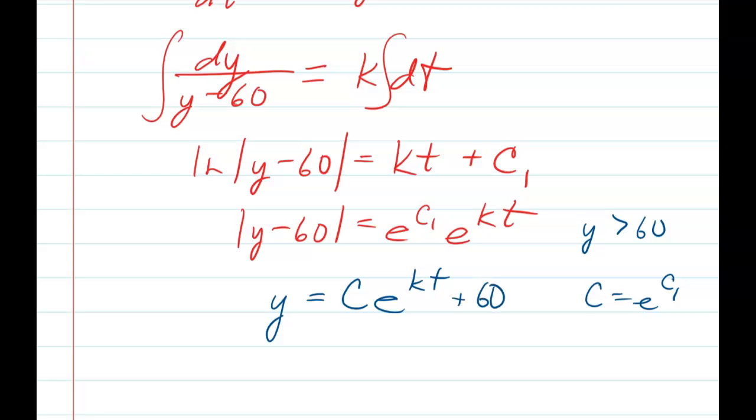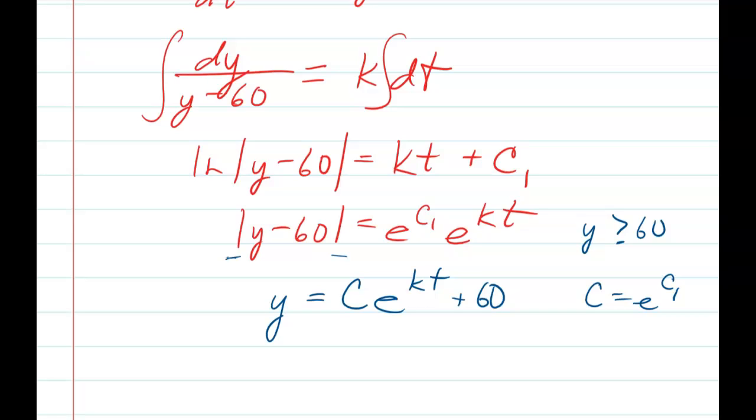So I did a couple things at once. I dropped the absolute value symbols because y was greater than or equal to 60, we could say, because something doesn't drop below the temperature of its surroundings in terms of thermodynamics.